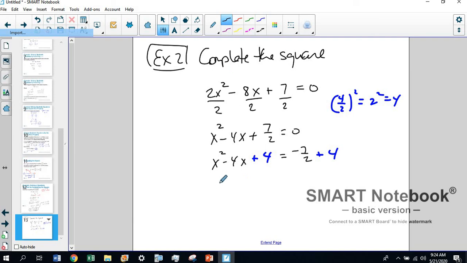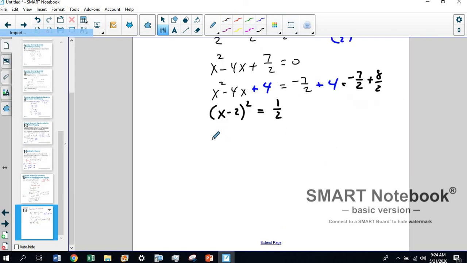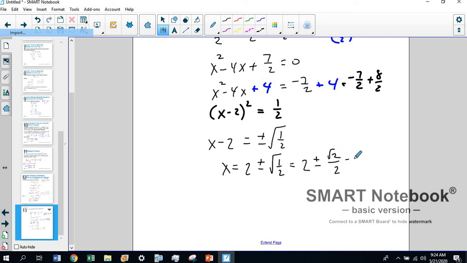So this time it factors as (x minus 2) squared. On the other side, this is negative 7 halves plus 8 halves, so we get 1 half. And then we square root both sides, and you get x minus 2 equals plus or minus the square root of a half. And so x equals 2 plus or minus the square root of a half. You could rewrite this as the square root of 2 over 2. I don't really care if you do that. You could even make this one big fraction, but any of these answers I would take. I'd be fine with that.